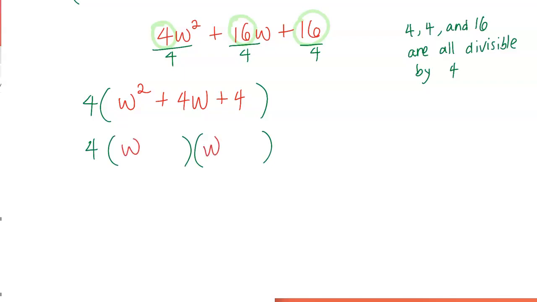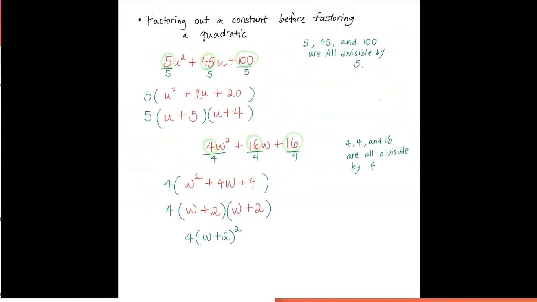To make 4, I can do 2 times 2. 2 times 2 is 4. Not only that, 2 plus 2 is 4. So I can write w plus 2 and w plus 2. I can simplify this as 4 times w plus 2 squared, because these factors were identical, so I can just write that as w plus 2 squared. So that was 2 examples on types of problems where you can factor out a constant before factoring a quadratic.